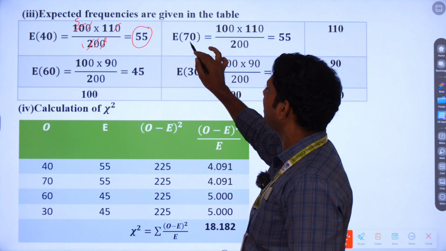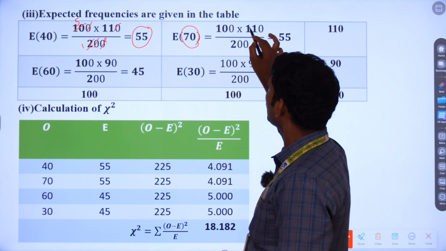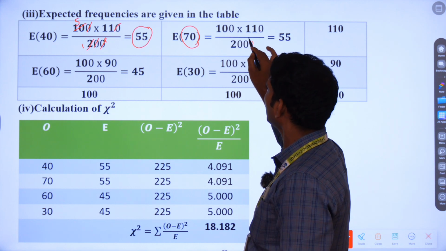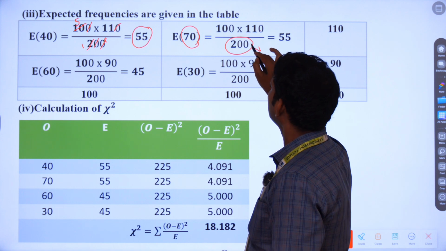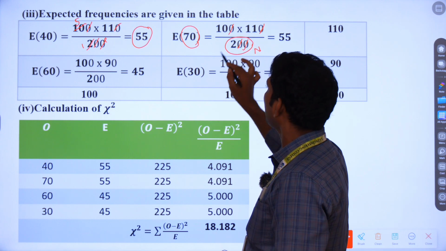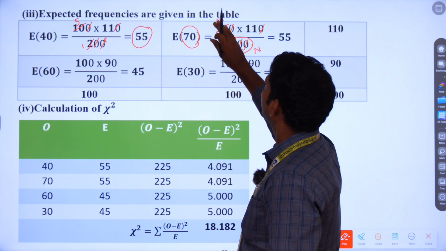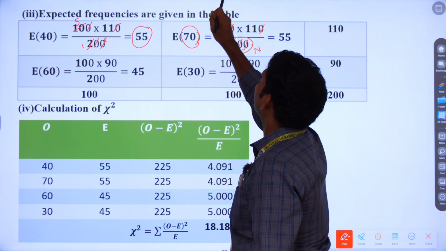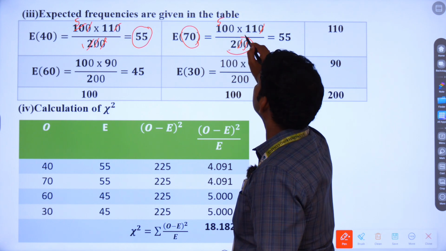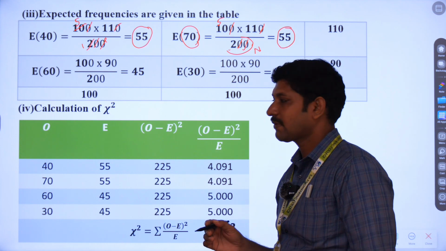Second, the expected value corresponding to the 70. Again, the column total times the row total divided by the total frequency. This is the same calculation. So clearly, the zeros cancel, one more zero cancels, so it will be 1 times 2, which is 5 times 2. So 5 elevens, it becomes 55.